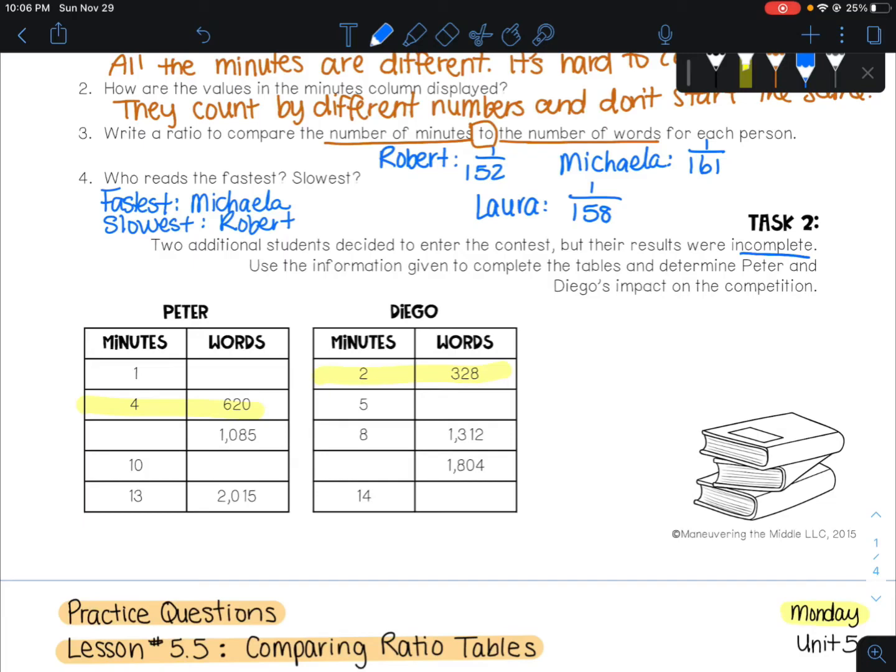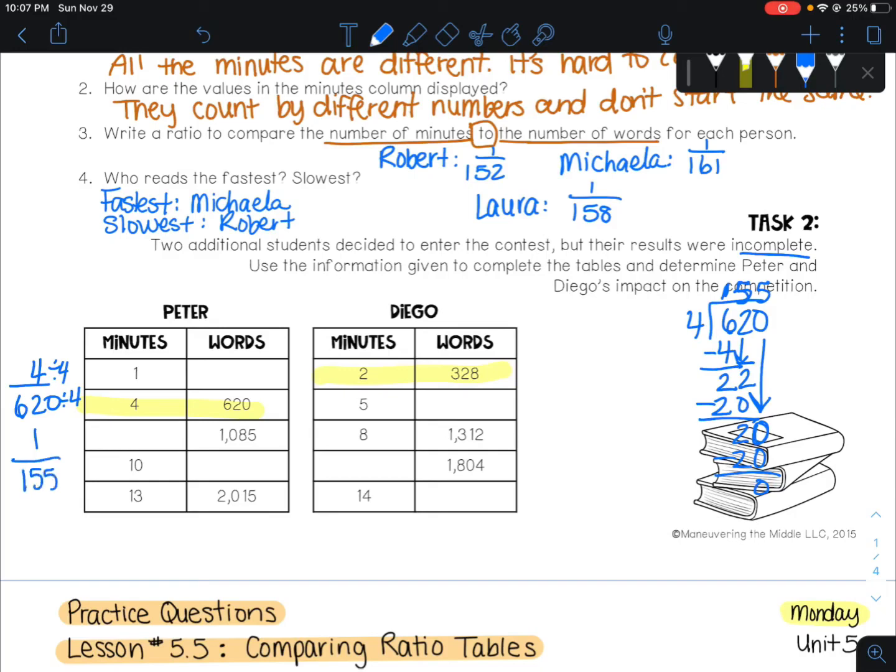So for Peter, there's nothing in the row with the 1, so I'm going to go down to the next one with the 4. So it's 4, 620. So we can try dividing, maybe we can divide by 4. Let's see if it works. So I'm just going to write that over here to the side. So 620 divided by 4. So this is 155, which is perfect because that actually fills in our first ratio.